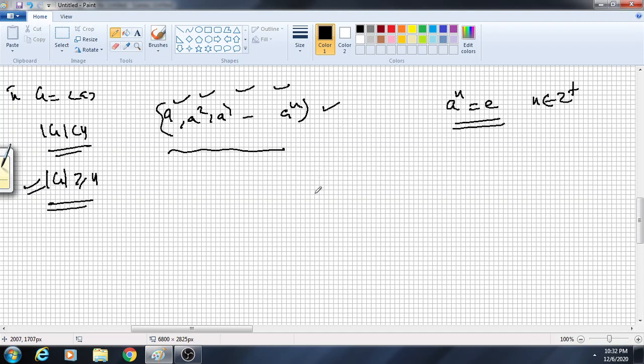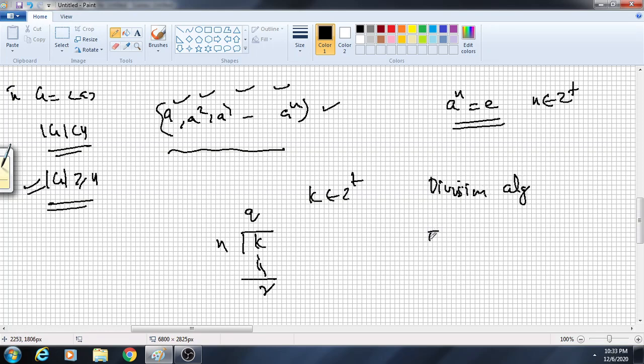So you take any positive integer k, an element of Z plus. Now you try to divide this k by n. You will get a quotient, and you will get some remainder. So according to the division algorithm, what is the division algorithm? We have studied this in your lower classes.